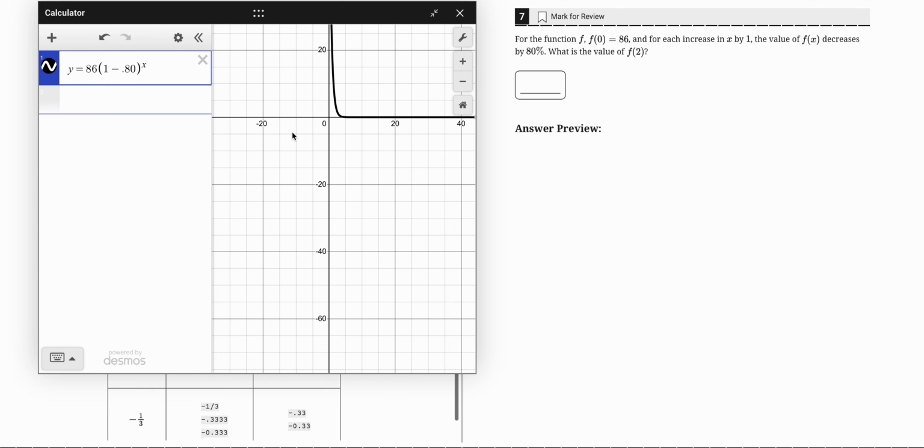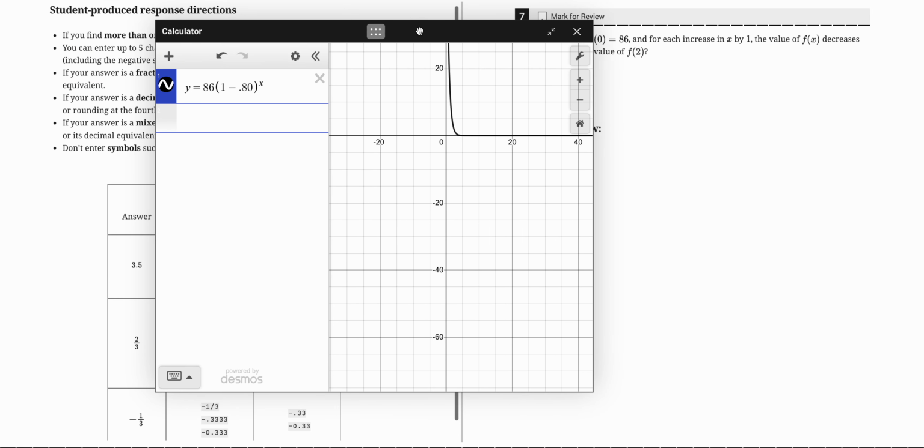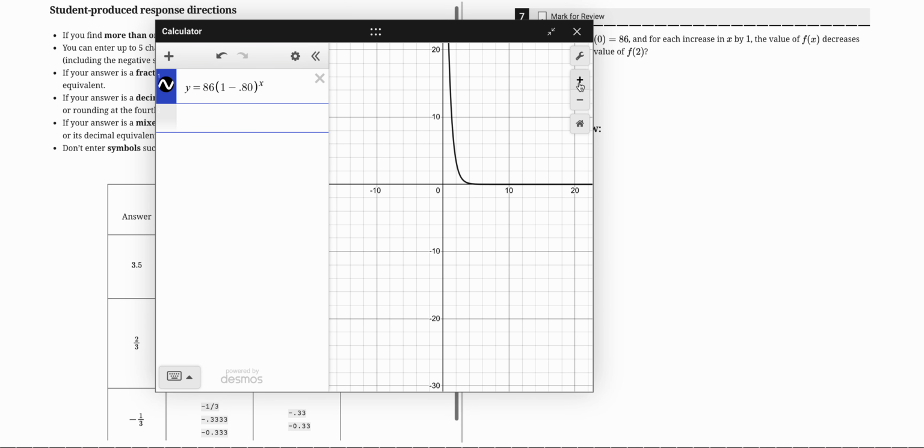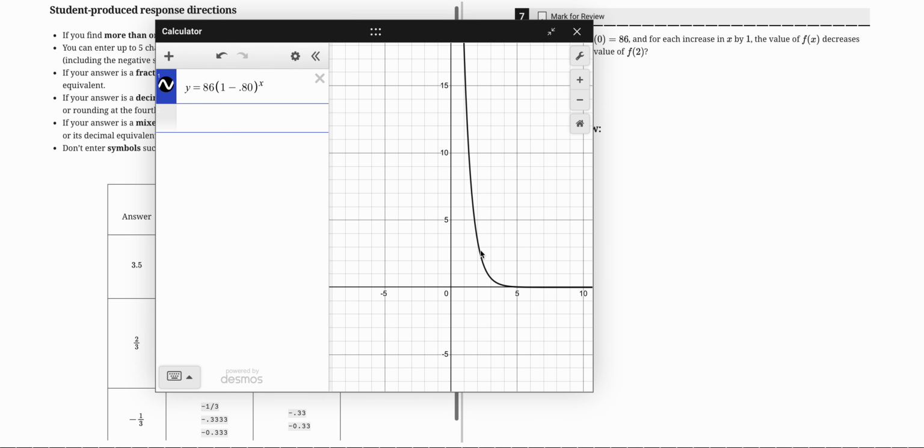So, the SAT loves exponential functions. Okay, so we have our y-intercept when x is 0. We have 86. This is just the general form of a decay exponential function. What's the value of f of 2? Okay, so we graphed it. Can I make it bigger? Should be able to make it a little bigger. Or let's just zoom in. So it's real nice. I mean, you can just find f of 2.